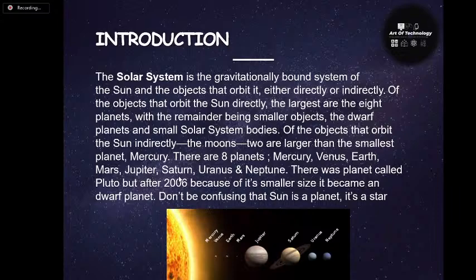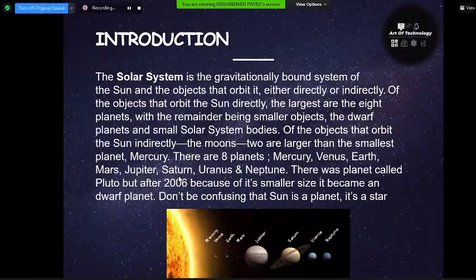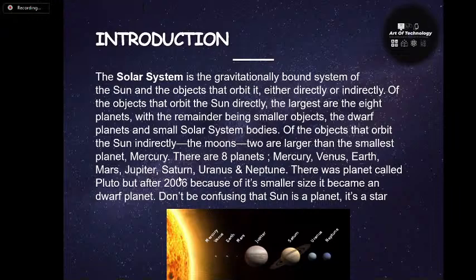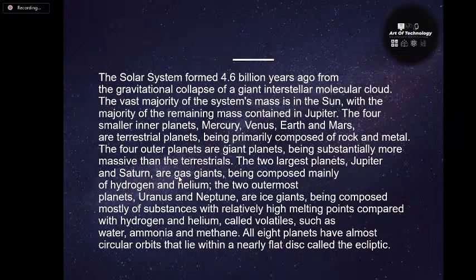There was a planet called Pluto, but after 2006, because of its smaller size, it became a dwarf planet. Don't be confused that the Sun is a planet, it's a star. The solar system formed 4.6 billion years ago from the gravitational collapse of a giant interstellar molecular cloud.